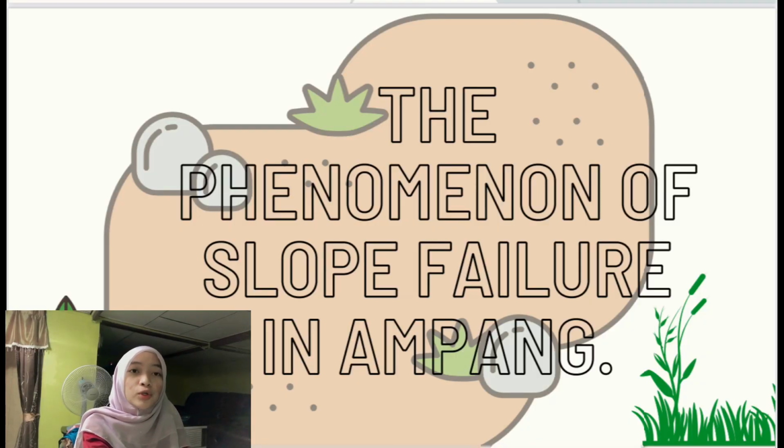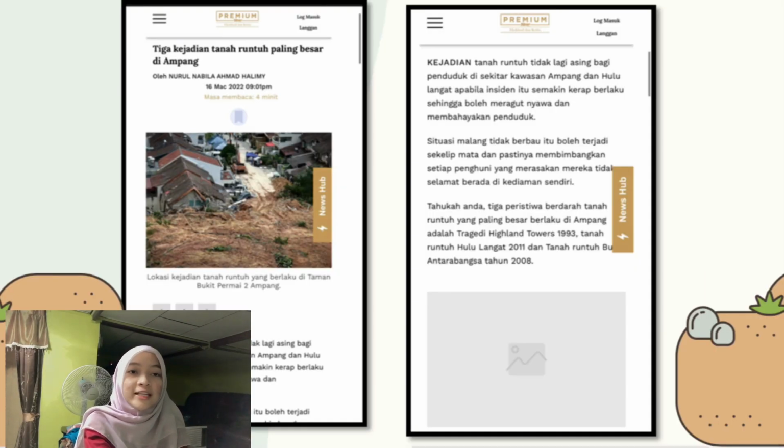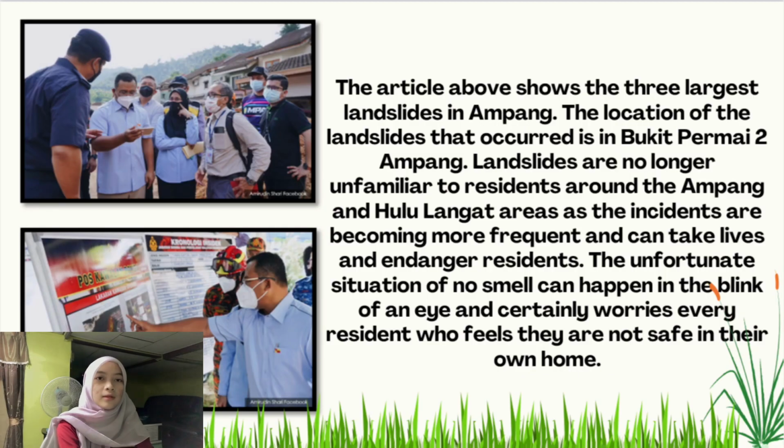Okay, now I will show you the article The Phenomenon of Slope Failure in Ampang. The article above shows the three largest landslides in Ampang. The location of the landslide that occurred is in Bukit Permai, Ampang. Landslides are no longer unfamiliar to residents around the Ampang and Hulu Kelang areas as the incidents are becoming more frequent and can take lives and endanger residents. The unfortunate situation can happen in the blink of an eye and certainly worries every resident who feels they are not safe in their own home.